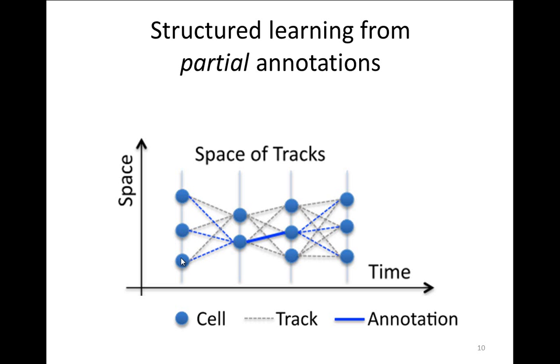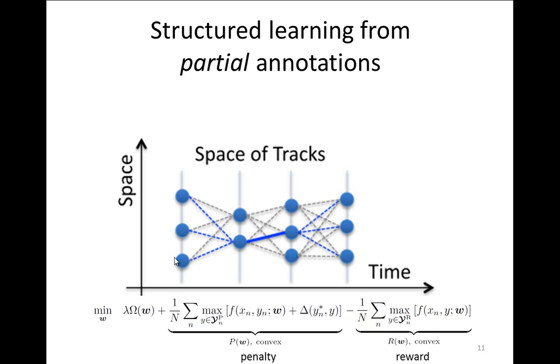And to that end, you can optimize. So this turns it into a structured learning problem with hidden variables. And then you can optimize, on the one hand, over all variables or over all configurations that are not consistent with the partial annotation. And you can optimize over all trackings that are consistent with a partial annotation.